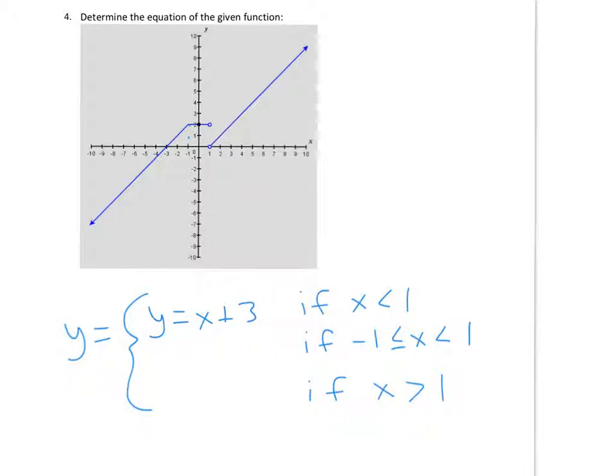The line in the middle, the horizontal one, since it's horizontal, it's just y equals 2. It's just a constant.